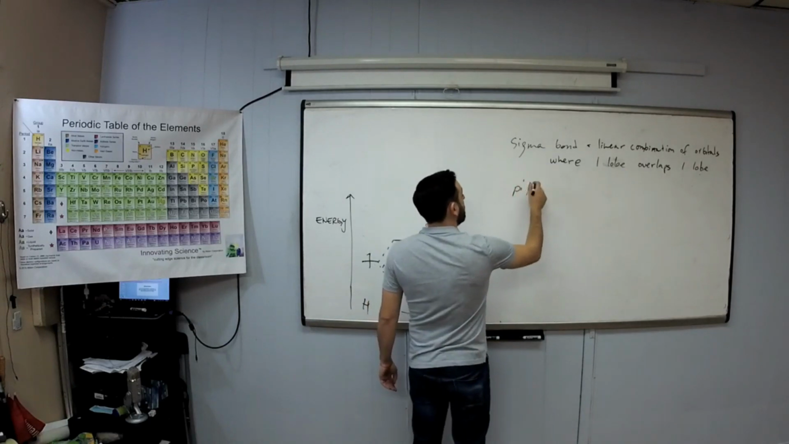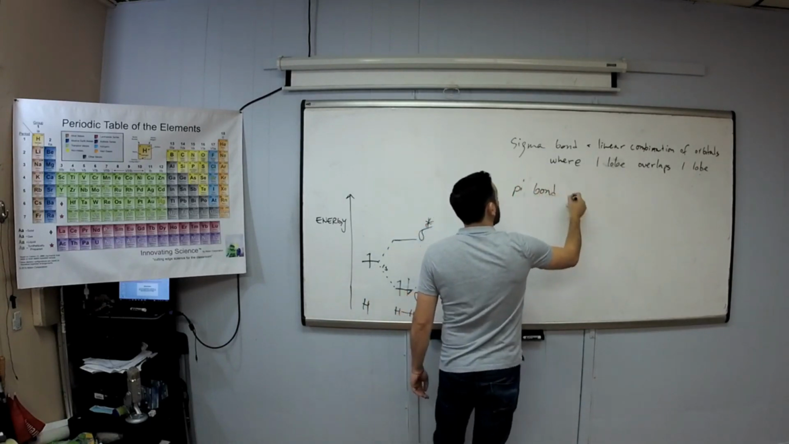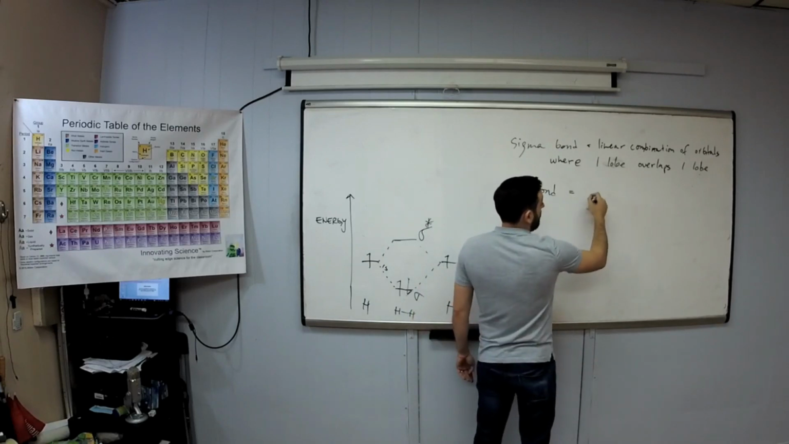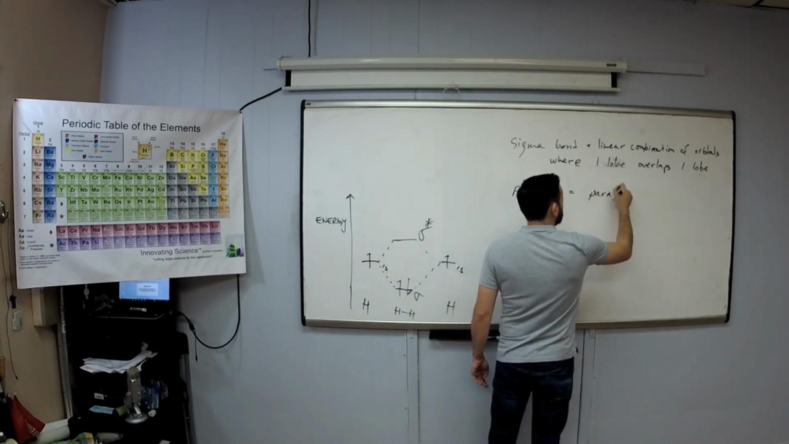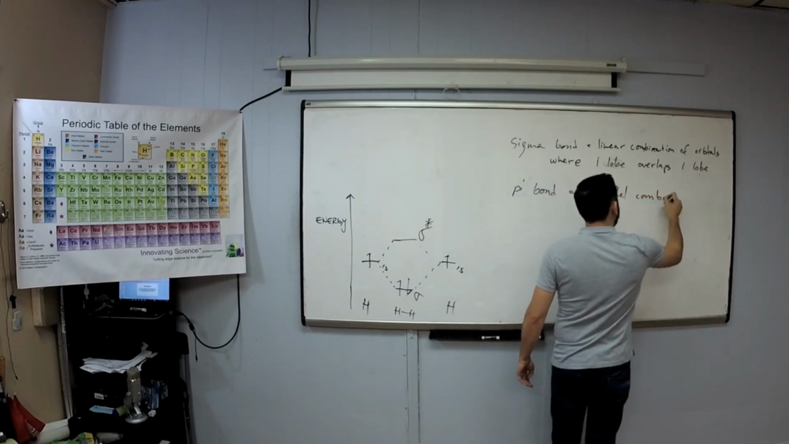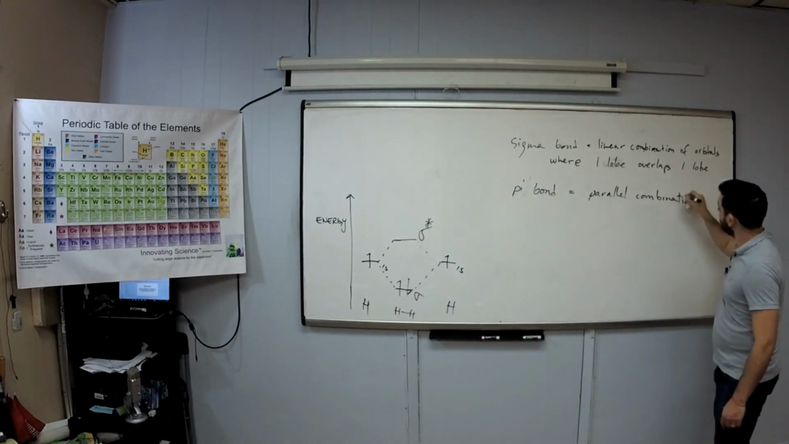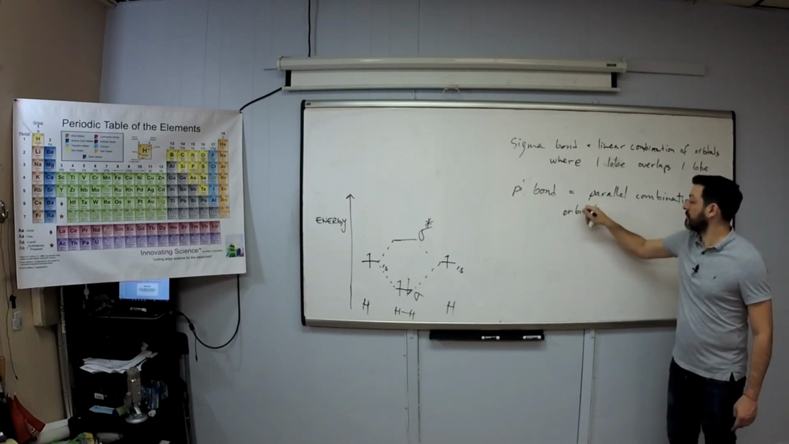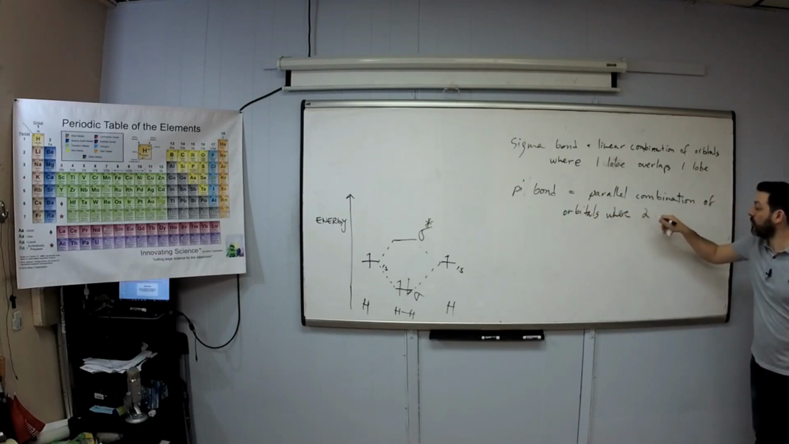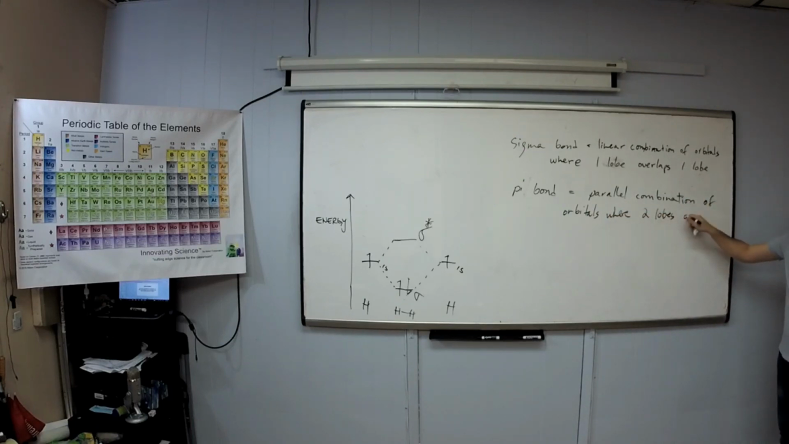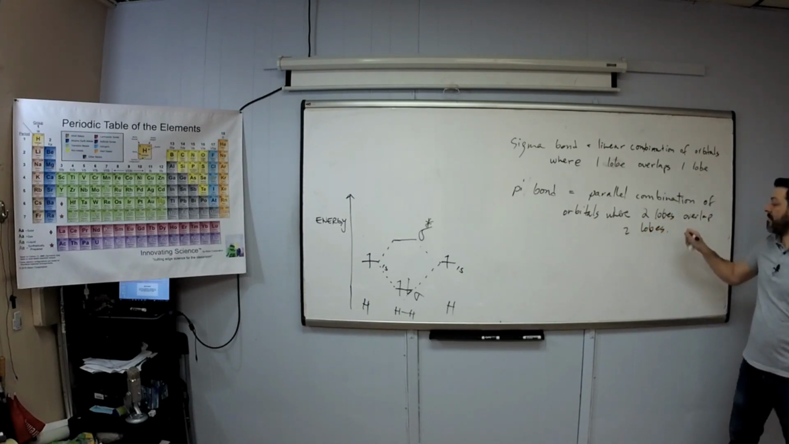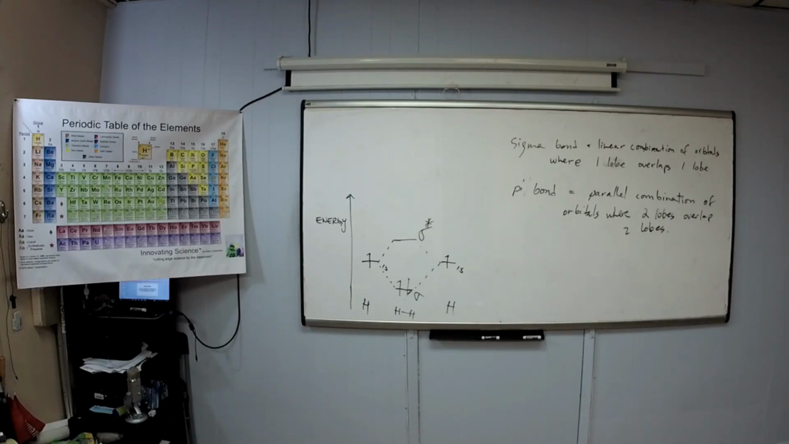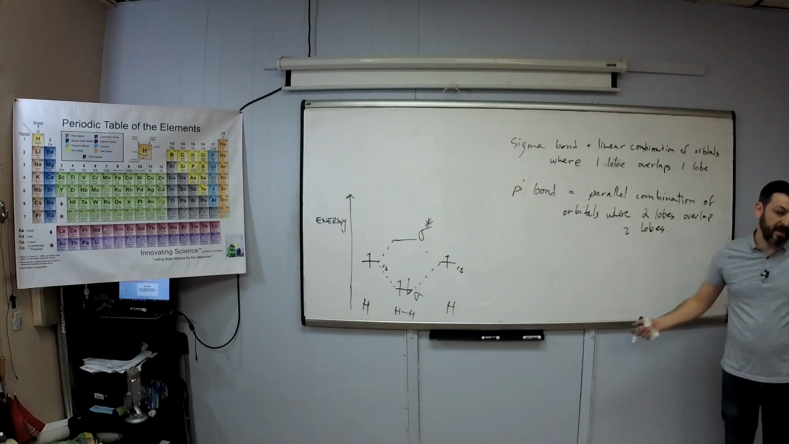A pi bond is a parallel combination of orbitals where two lobes overlap two lobes. Okay, let's make sense out of it. I've never written these words. I just showed pictures. It may be better if I put the words then with pictures.